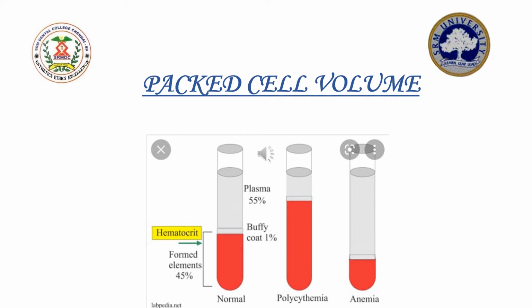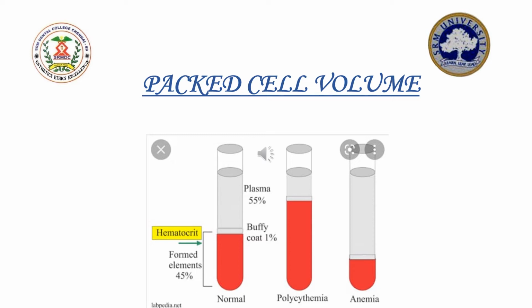Now coming to the methods of estimation of packed cell volume. There are various methods by which we can evaluate the packed cell volume. The commonest method employed in the laboratories is the Wintrobe method. The Wintrobe method comprises the Wintrobe's tube, which consists of a thick glass tube.